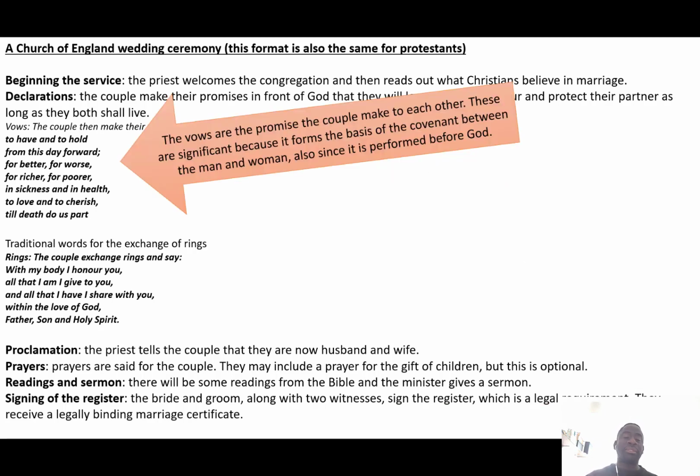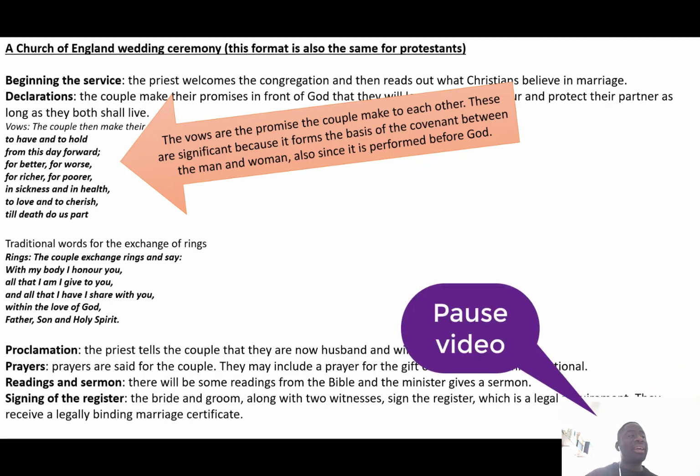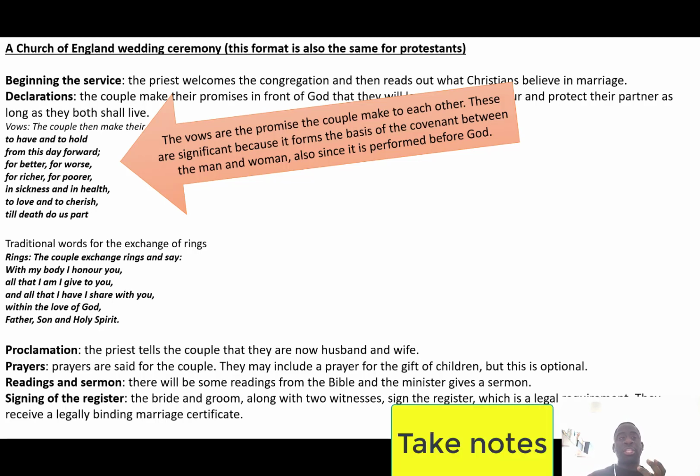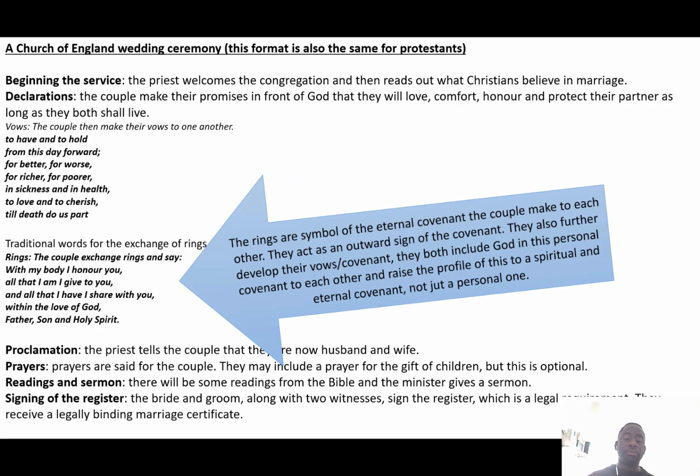Then the vows are made. And it's a bit like I said earlier, it's about covenant. And covenants are to be taken seriously, because they're performed between a man, a woman, and before God. So there is weight there, there is spiritual weight there on this covenant. Pause the video.